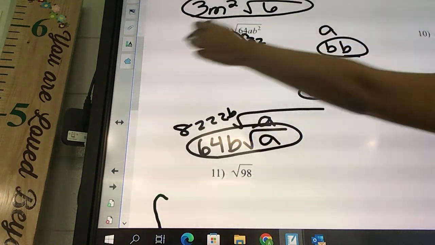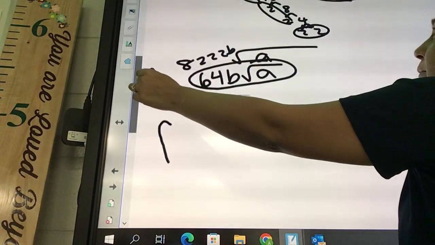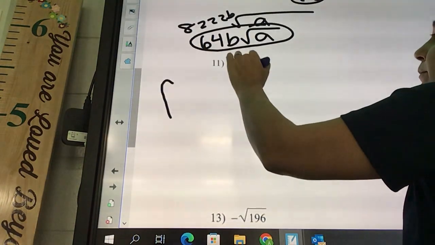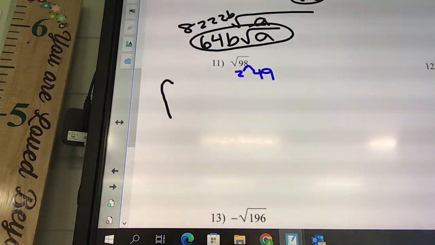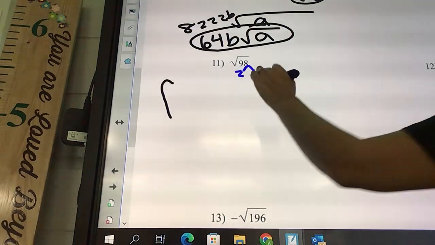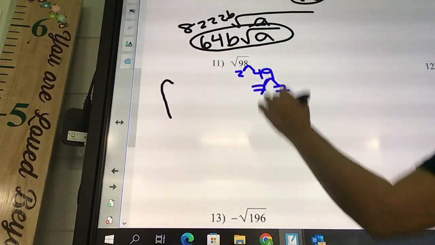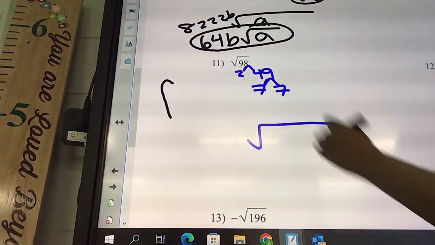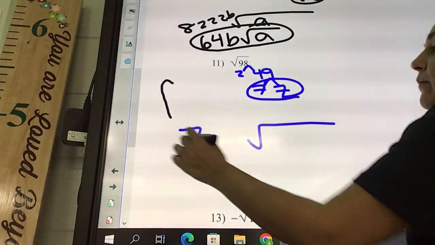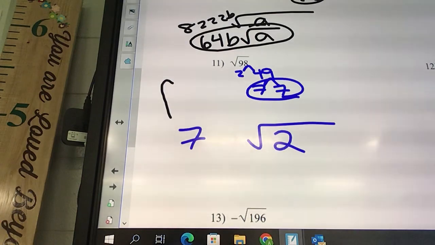Okay, 11. We got 98. What are some factors of 98? 2 and 49. Okay, 49. 7 and 7. Okay, so who can go? A group of 7s. Who cannot go? 2. Okay, the ones that are just a number seem really easy now, huh? Okay, they should go pretty fast. Especially depending on the number.